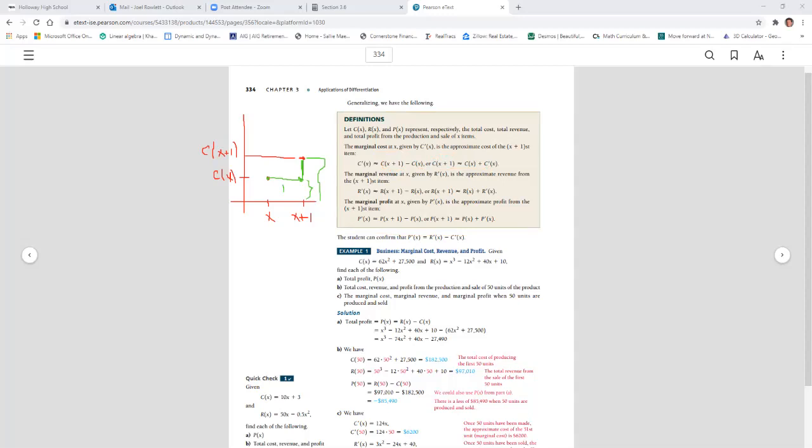And you may recall that the rise divided by the run actually gives you what they call the slope of the given line between those 2 points. So here's a line between the 2 points. We have a change in the y value, or the change in cost in this case. And then, of course, we have our change in x, which in this example happens to be 1.